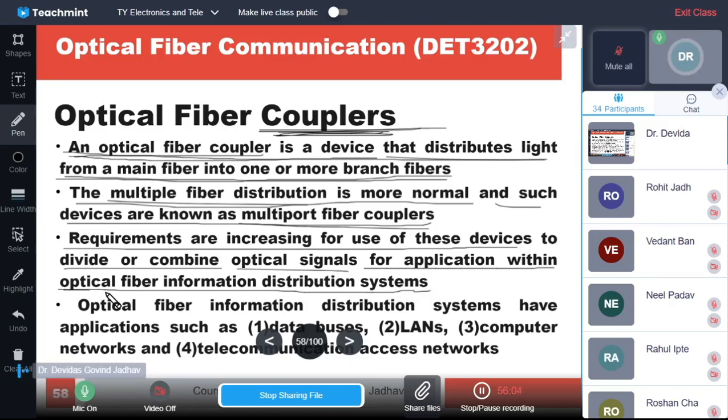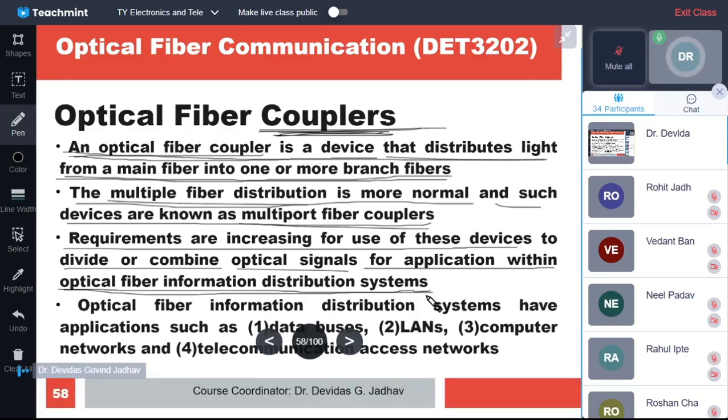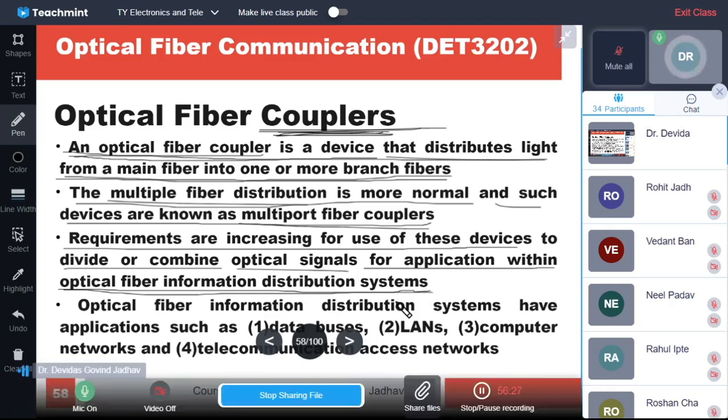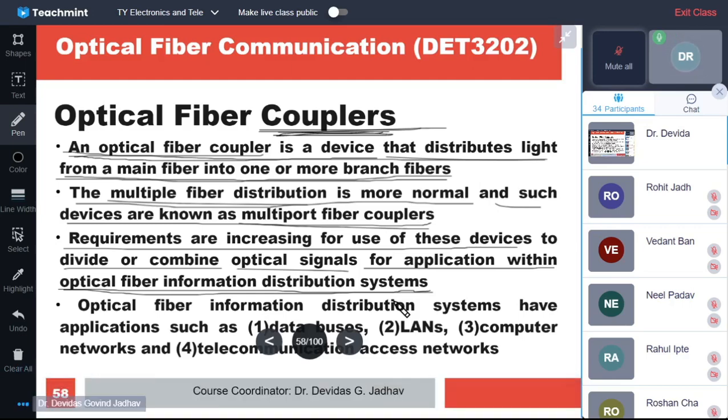Optical fiber information distribution systems, that means optical networks. In an optical network, information is distributed from one fiber to multiple fibers, and from multiple fibers it can be combined. So this is an information distribution system.